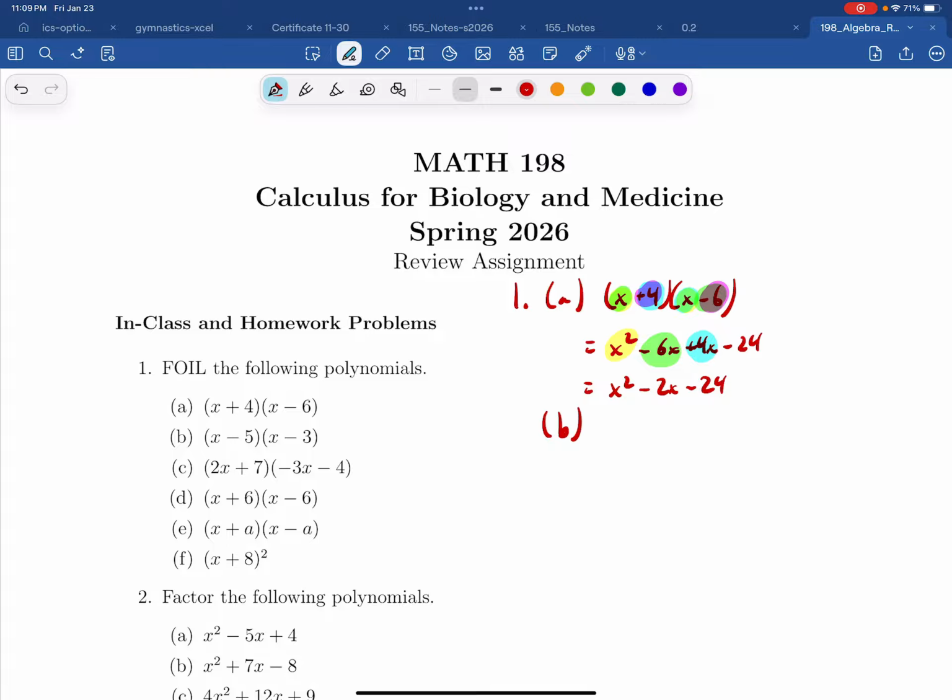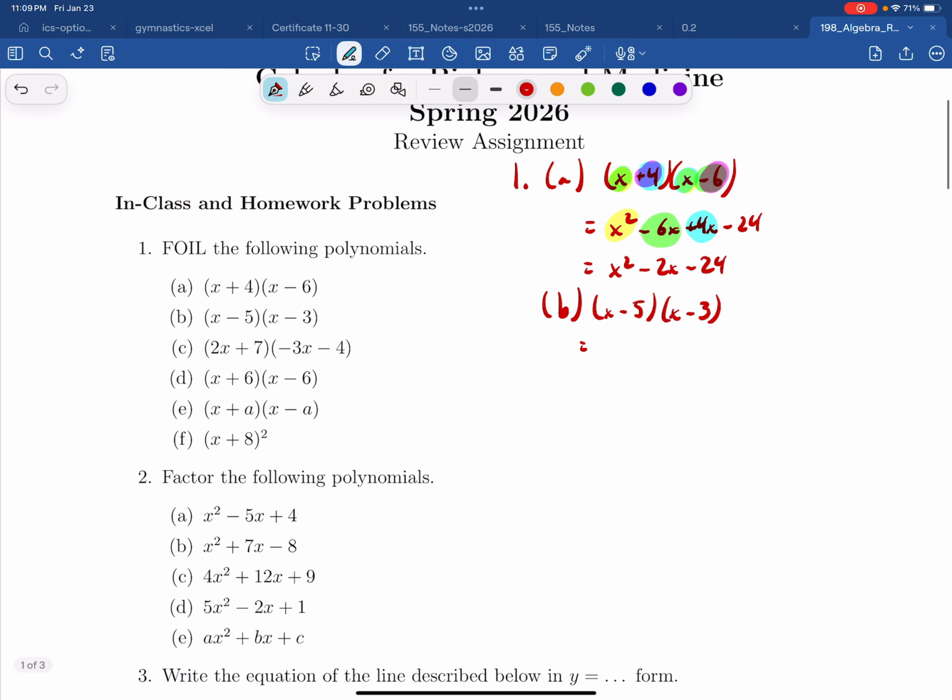Part B, we're going to FOIL x minus 5 times x minus 3. Well, again, first, outer, inner, last is going to be x squared minus 3x minus 5x plus 15, for an answer of x squared minus 8x plus 15. Okay, let's do one more, and I'll leave the parts D, E, and F for you.